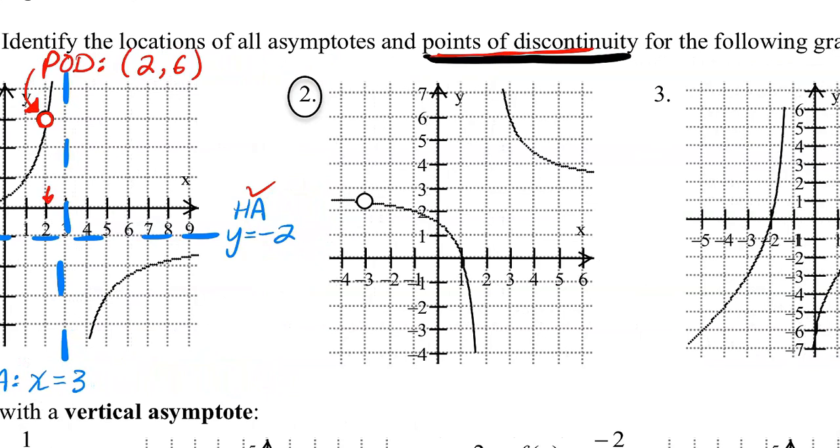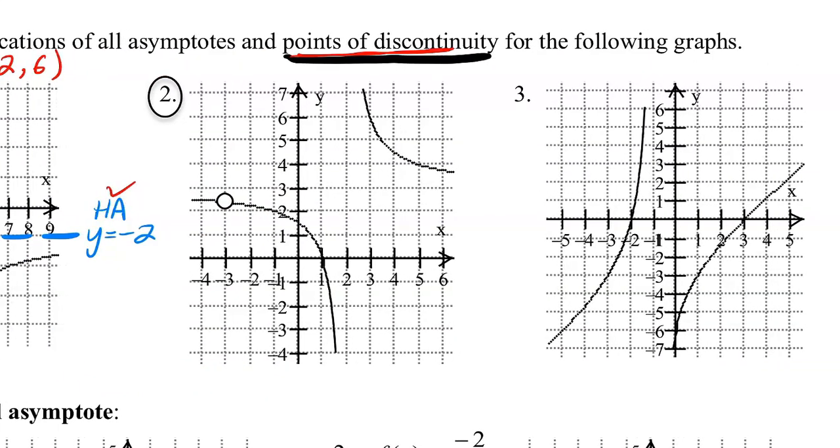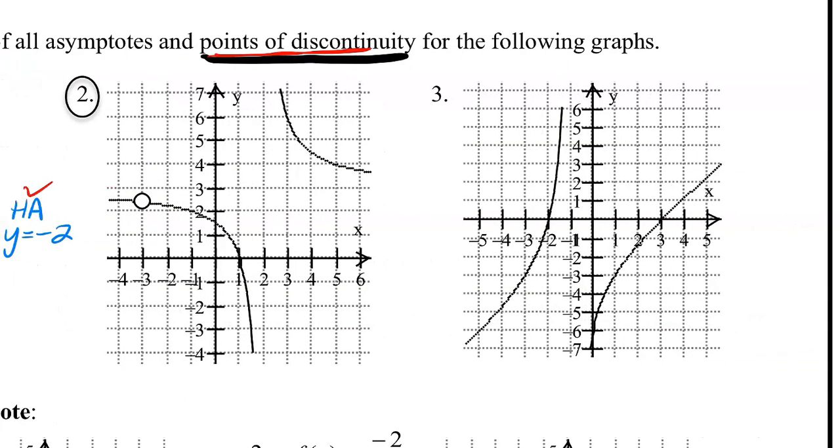Number 2 is for you as a try this. And then number 3, we'll identify the locations. So first, the vertical asymptote looks like it's right here at x equals -1. Vertical asymptote, VA, x equals -1. And it does not have a horizontal asymptote, but it does have what's called an oblique asymptote, or we abbreviate it as OA, oblique asymptote.